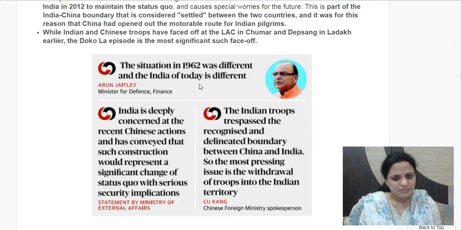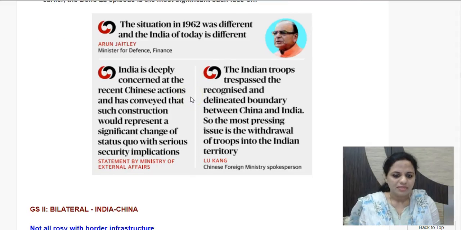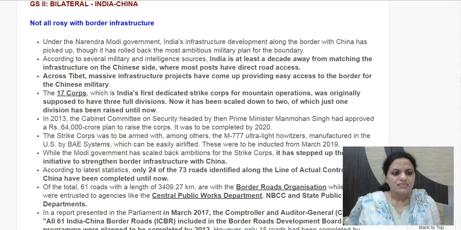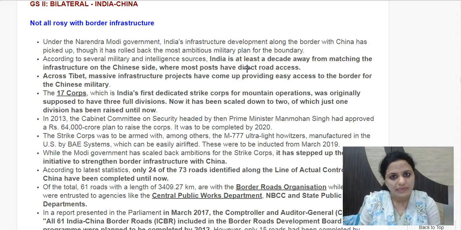So the India-China dispute has been there across the LAC, line of actual control. So we have seen disputes in the Ladakh region in Jammu and Kashmir where standoffs have occurred. But now Dokola is another significant point which has arisen as a region of standoff between the two armed forces. Then the next news item is not all rosy with border infrastructure. So this is actually regarding the India-China border. So India has to develop its border infrastructure, and the border infrastructure is important so that the military can get easy access to the border region.